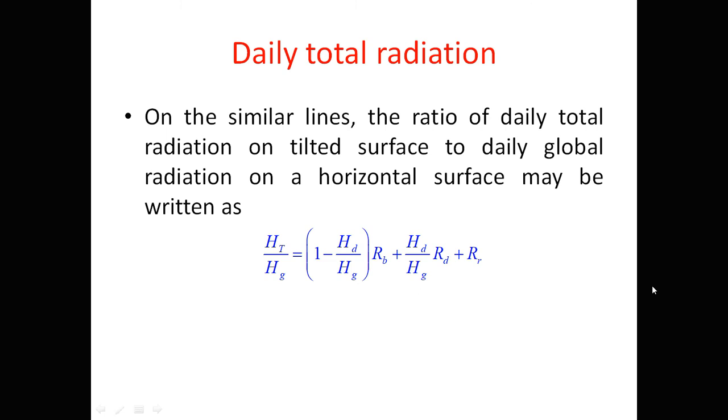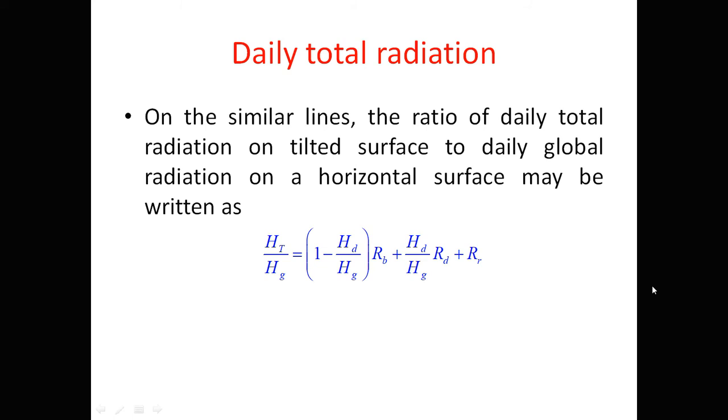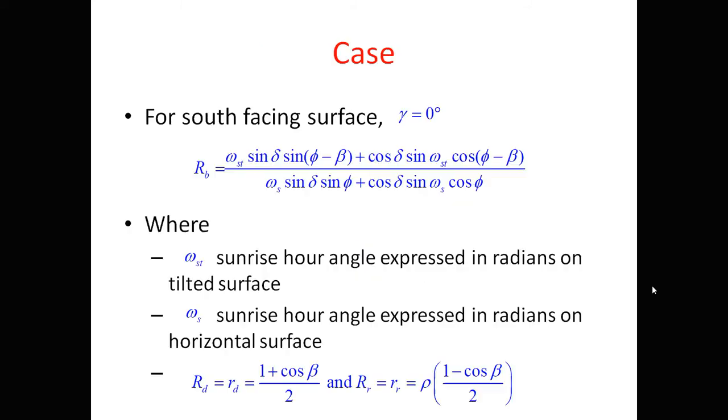So what is daily total radiation? So if we see on the same lines, the ratio of daily total radiation on tilt surface to daily global radiation on horizontal surface may be written as capital H of T by capital G, which is equal to 1 minus HD by HG into RB plus HD by HG into RD plus RR. Okay, same thing with the solar radiation. So this is the total radiation.